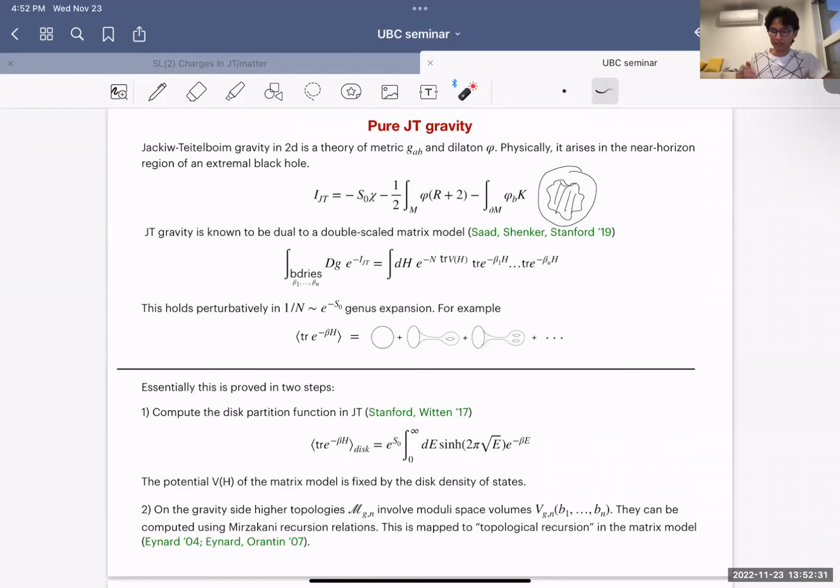And step number two is that now you want to compute all the higher genus and more boundaries contributions. And this is done through the so-called topological recursion in the matrix model. As was understood in detail by Eynard, once you know the disk density of states, there are certain recursion relations in the genus and the number of boundaries that allow you to derive all the higher genus and more boundaries contributions to this object from the disk. And then these recursion relations map to a similar recursion in the bulk. And so in this way, Saad, Shenker, and Stanford show this duality.